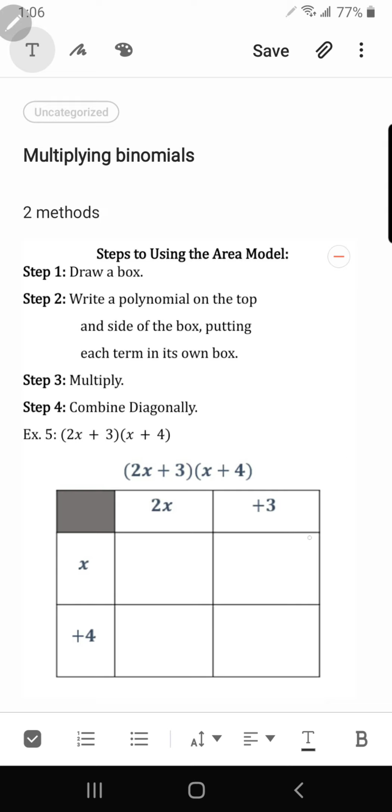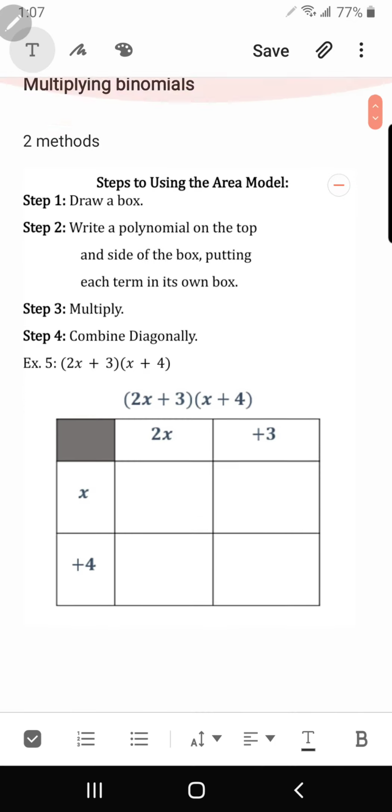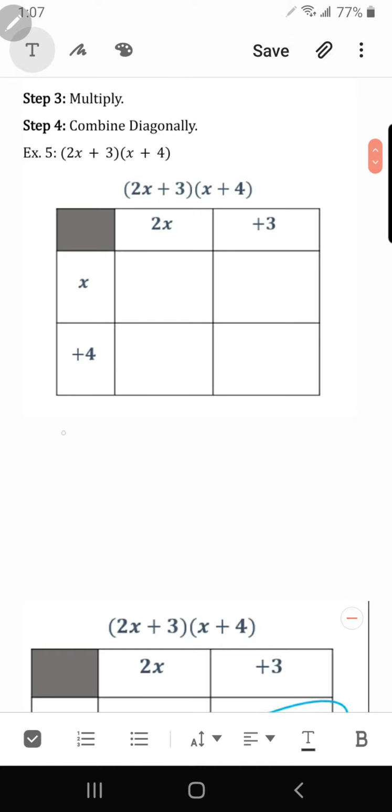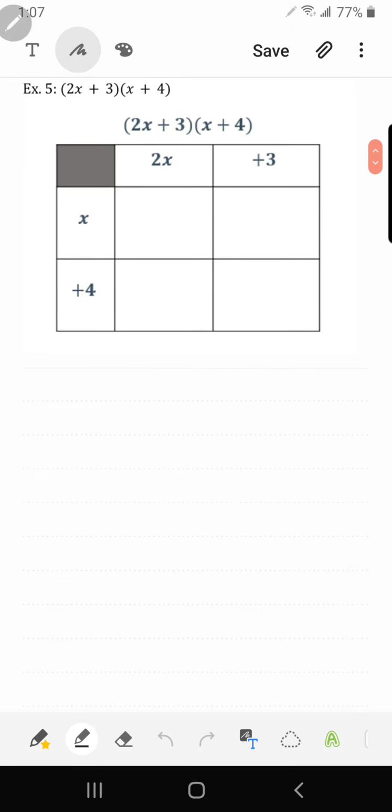As you can see, I have a box drawn out and I have 2x plus 3 on top and then x plus 4 vertically on the side. Now we're going to multiply my boxes. Okay, give me 1 second, open this up. Here we go. Because I can't write here, I'm going to redraw my box. I'm going to do it a little differently than what's drawn up here.